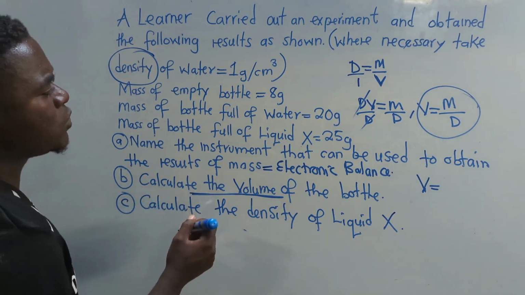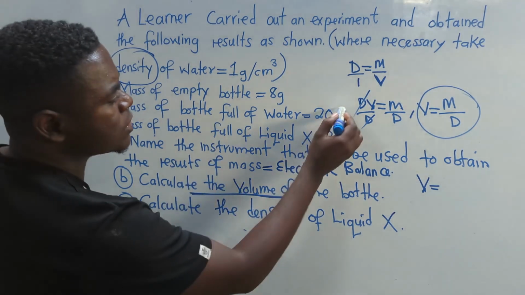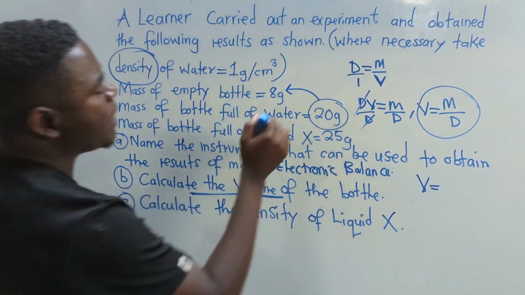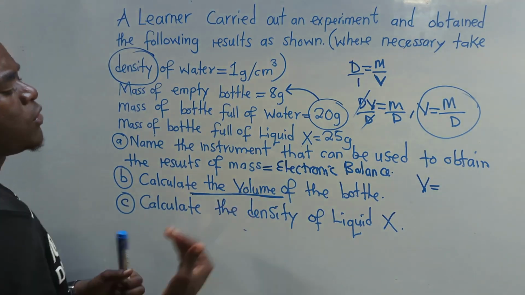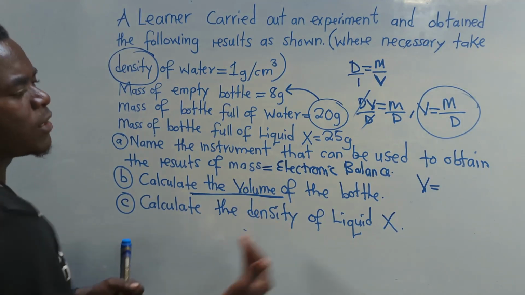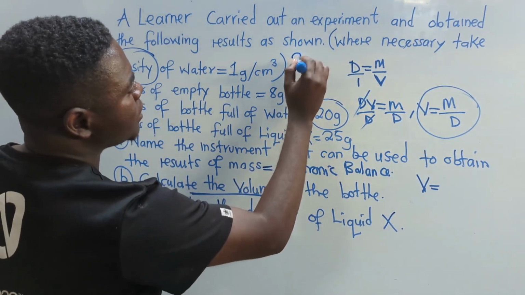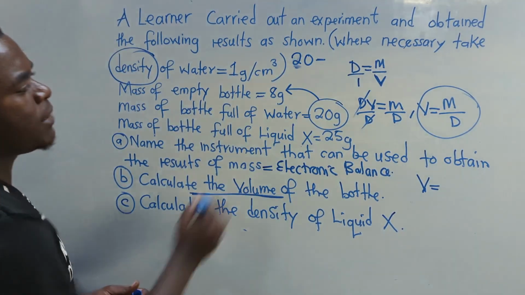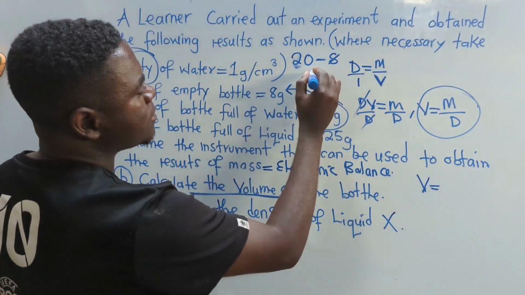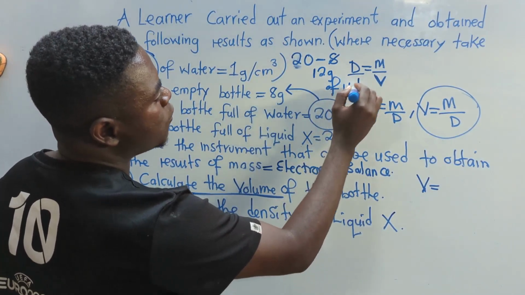So what are we going to do? What is the mass of the water? So the mass of the water, you are going to say this is 20, so 20 minus the mass of the bottle. You remove the bottle now. So this is what we are doing. We are now removing the bottle. So when you say 20 minus 8, that is the mass. So 20 minus 8, you are getting 12 grams. So this is 12 grams of what? Of water.